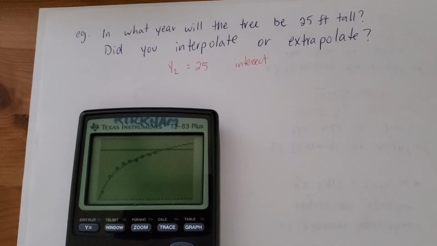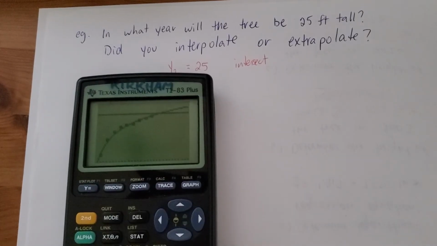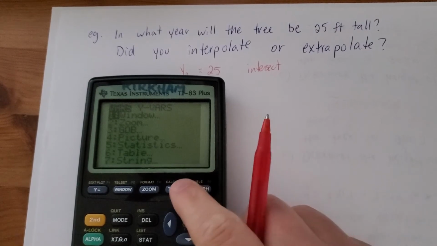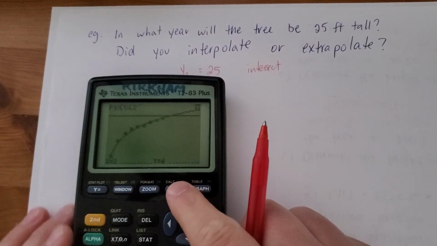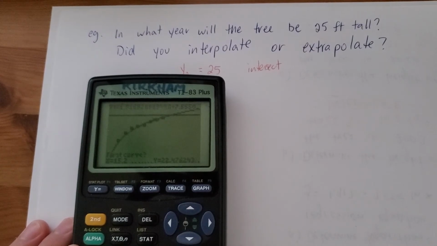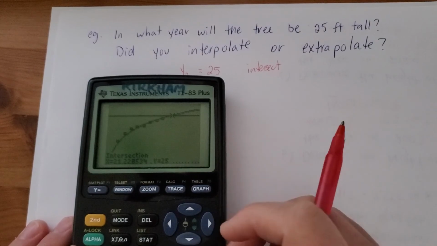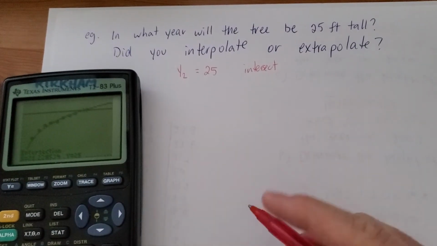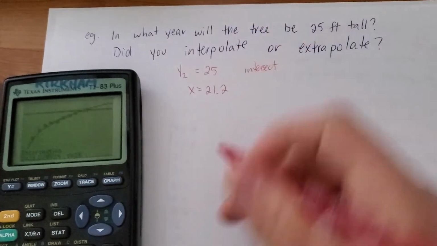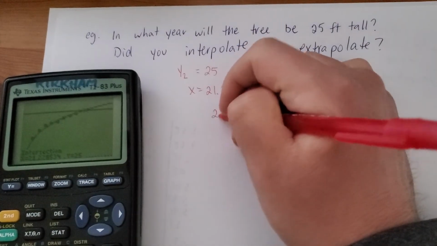All right. To do intersect, just a reminder, second, trace, choose intersect. Oops, I was hitting the wrong button that time. Second, trace, choose intersect. This one you should just have to hit enter 3 times. So I get x equals 21.2. Okay. So that would be in the year 2021.